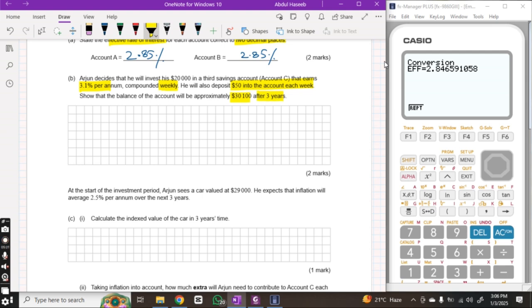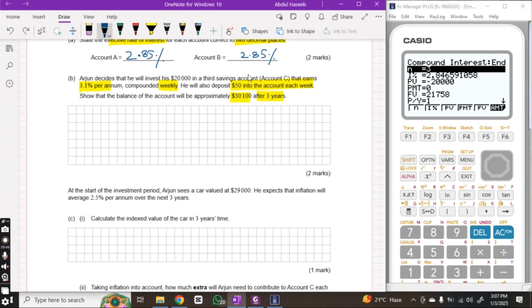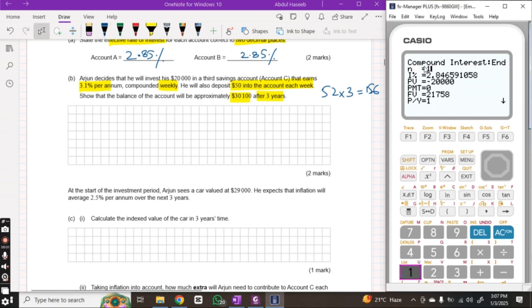So this question is regarding future values annuities. So again, we will take help of our calculator. And pressing F2, we will go into the compounding interest. N is the compounding period. So this is compounded weekly. So there are 52 weeks in a year, and 52 times the number of years, that is 3. So total N comes out as 156. So N is 156. Percentage I is 3.1.